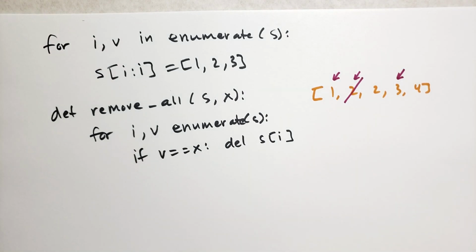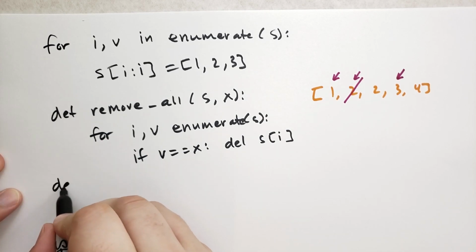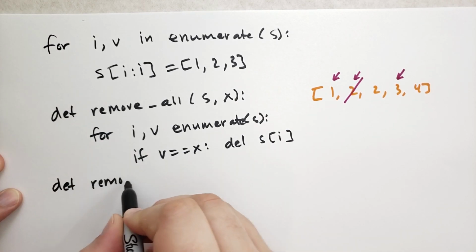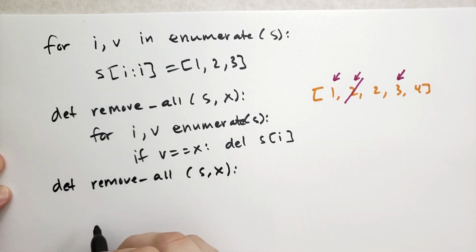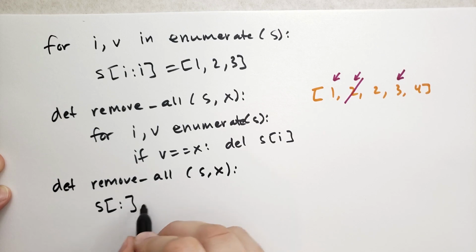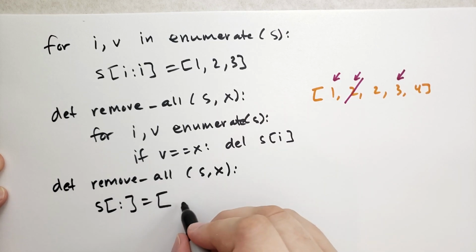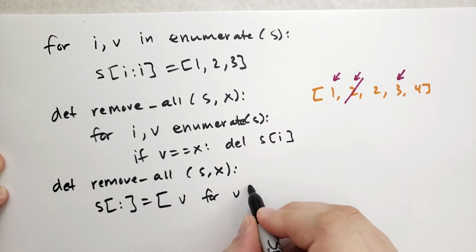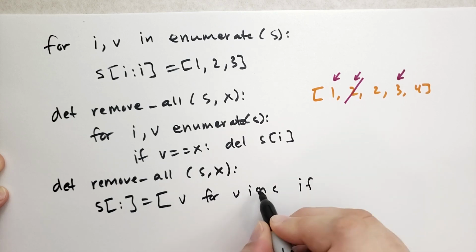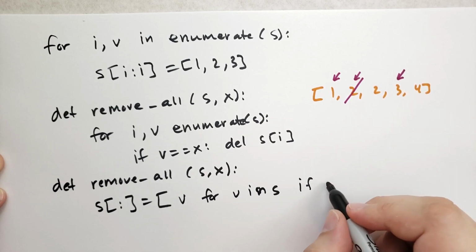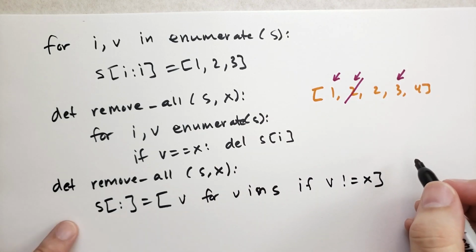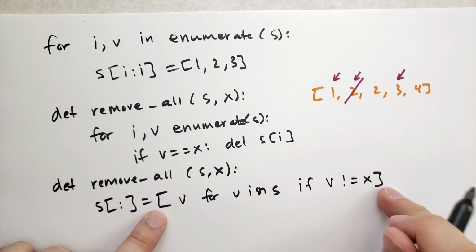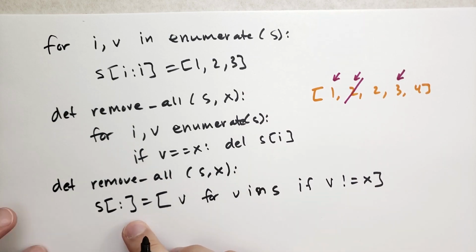Here's one way to handle this issue. I'm going to give you actually 2 different ways to handle it, but here's one way. We could rewrite this function like this. We could say that s is replaced with the contents of the list comprehension v for v in s if v is not equal to x. And this will do what you want, but keep in mind what you're doing is you're building up a new list and then replacing the old list with this.